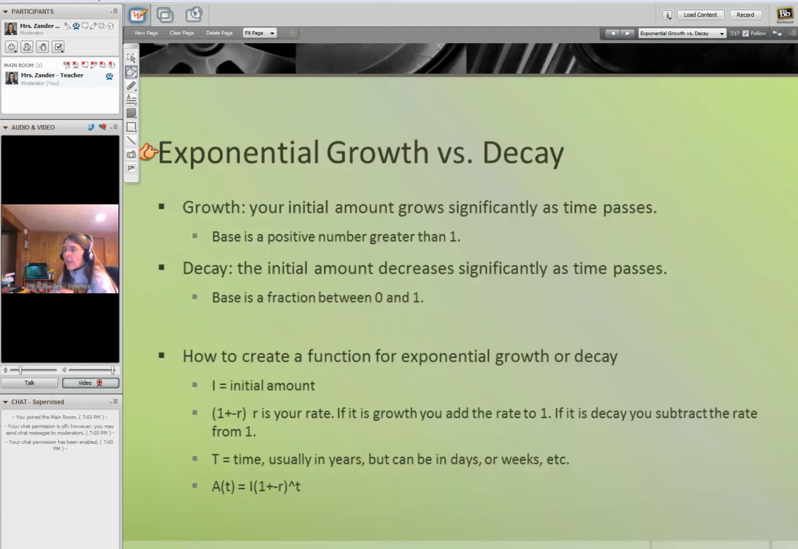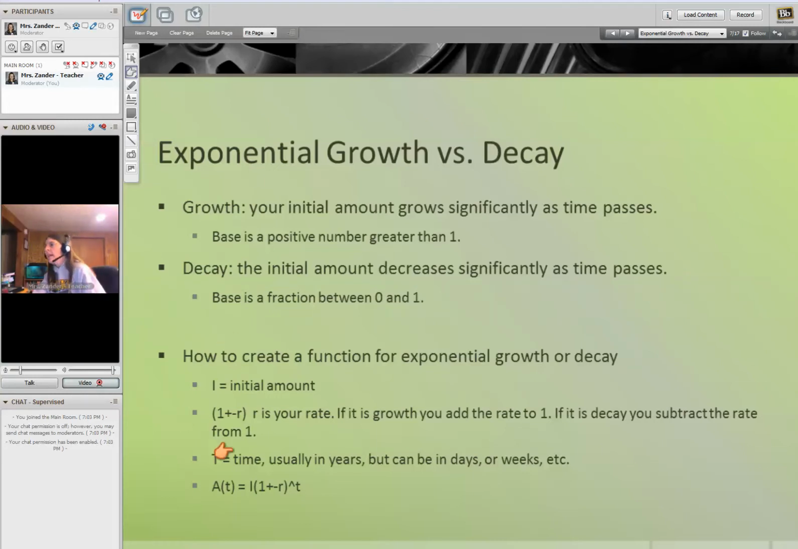Now, if it's a growth function, our base is going to be a positive number greater than 1. If it's a decay function, our base is a fraction between 0 and 1. Now, note that it can't be a negative number. So when we think decay, we think negative, but that's not the case here. So your base is actually going to be a fraction that's between 0 and 1.